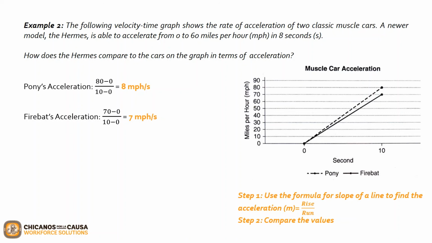Now, we know that the Hermes is 7 miles per hour. Okay, so this is information that we have already been provided. So if we're comparing all of our values, we can see that the Firebat is the slowest of all of the cars. Then we have the Hermes, which is 0.5 miles per hour faster. And then, of course, the fastest of the 3 cars would be the pony at 8 miles per hour.